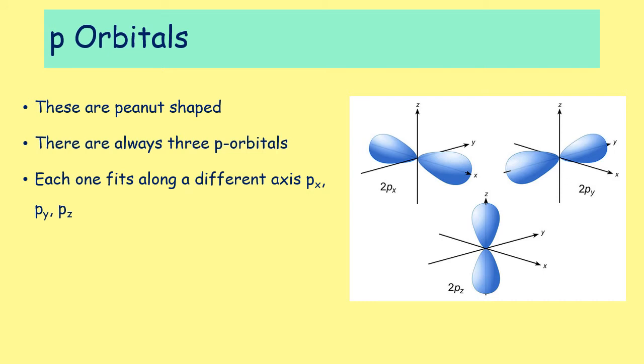The p orbitals are peanut shaped or dumbbell shaped. Those are the two main descriptions used for them. There are always 3 p orbitals, and if you look at the diagram on the right hand side, they point in different directions. If we draw a set of axes using x, y and z as the labels, one points along the x-axis, one points along the y-axis, and one points along the z-axis. You don't need to worry about those x, y and z labels. You just need to know that there are 3 of them and they all point in different directions.